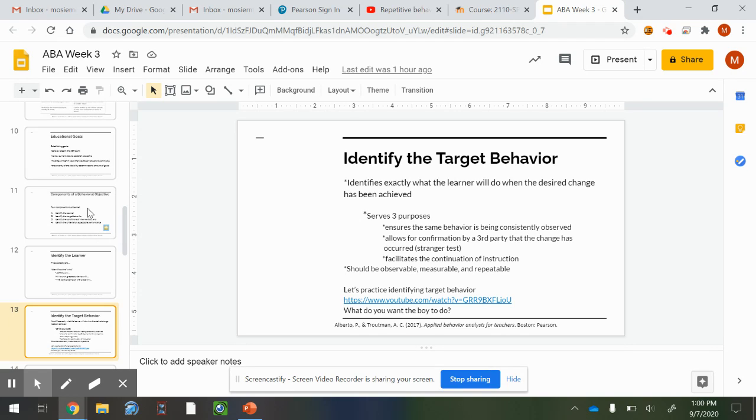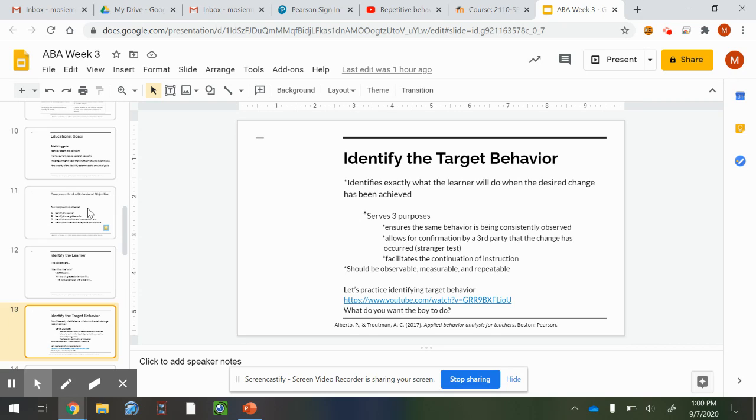Number 2, it allows for confirmation by a third party that the change has occurred. We call this the stranger test. So if I am not able to come to school anymore and someone else has to jump in and take my job, is my target behavior, is all of my explanation that I have there, is it clear enough that someone else could step in and see kind of where we started before, where we're intended to go, and have we been able to make that change?